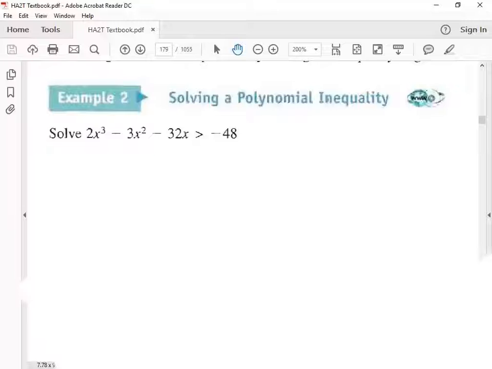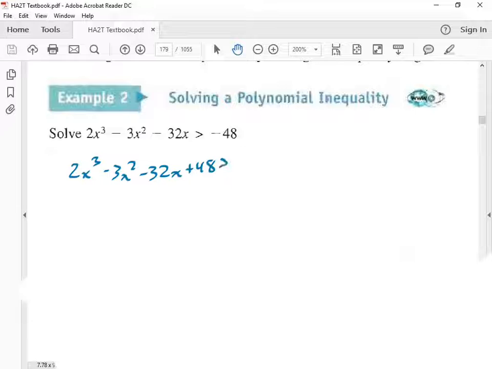We gotta factor this so we can find the critical points. The critical values are the most important thing that we gotta know. So let's move this negative 48 over. So we have 2x to the third minus 3x squared minus 32x plus 48.